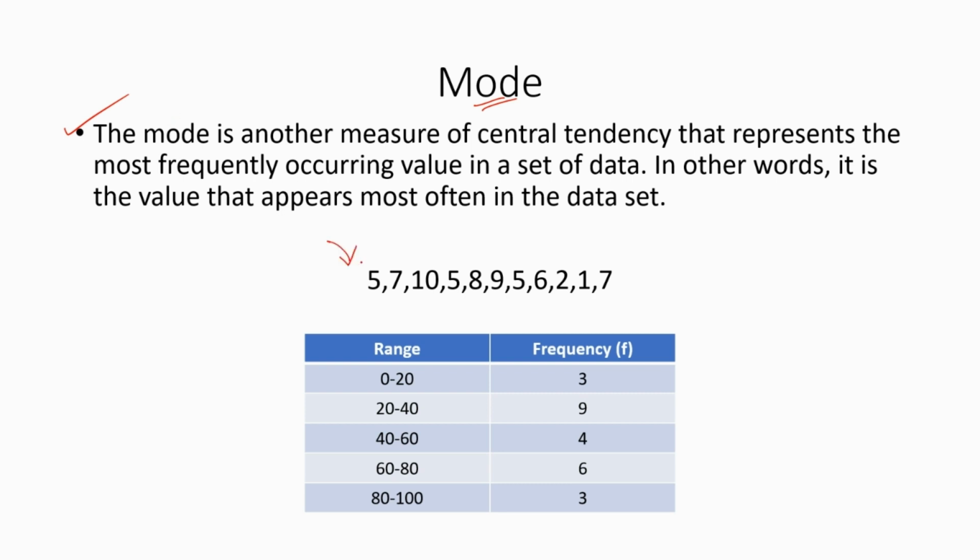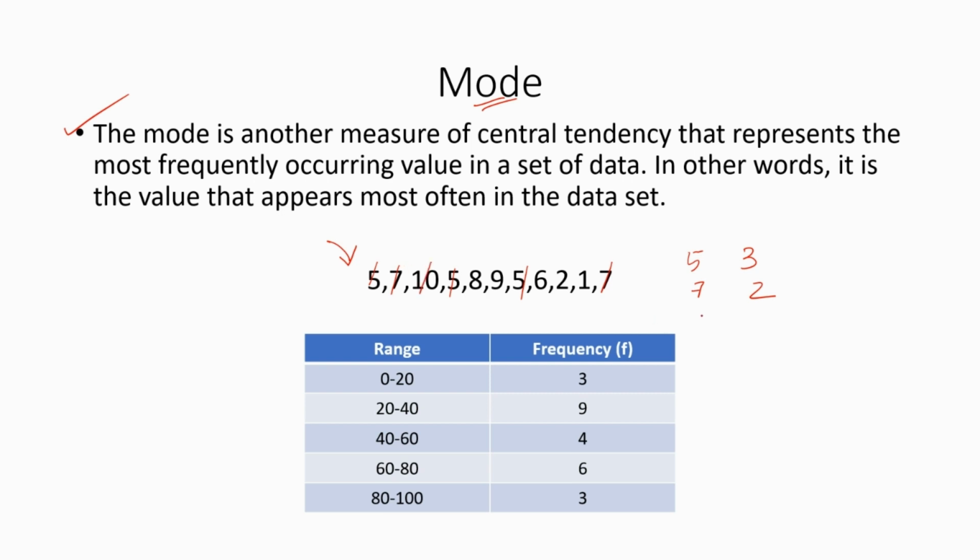So look at the given ungrouped dataset here. 5, 7, 10, 5, 8, 9, 5, 6, 2, 1, 7. Now we have to find the most frequently occurring value in this dataset. So let's go through the values one by one. 5: 1, 2, 3. There are three 5 values. 7: 1, 2. There are only two 7 values.